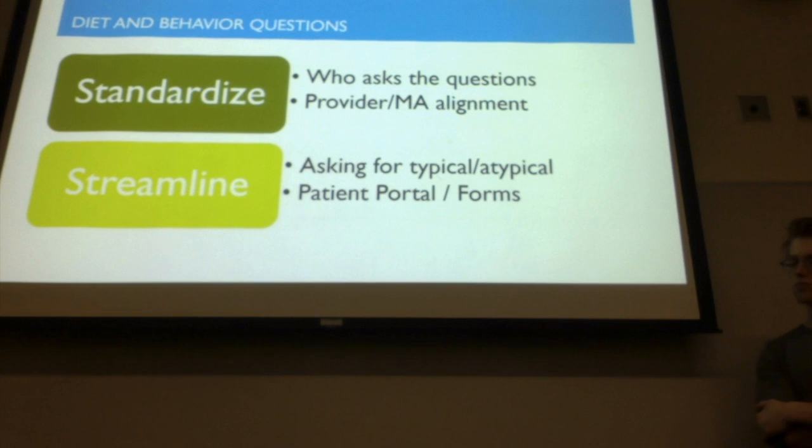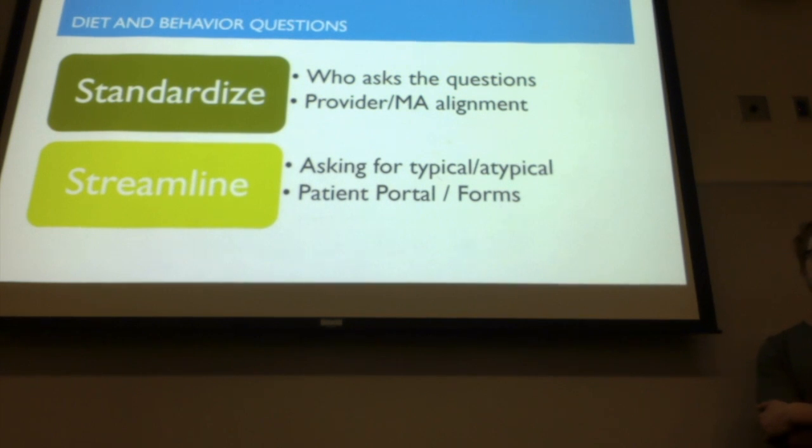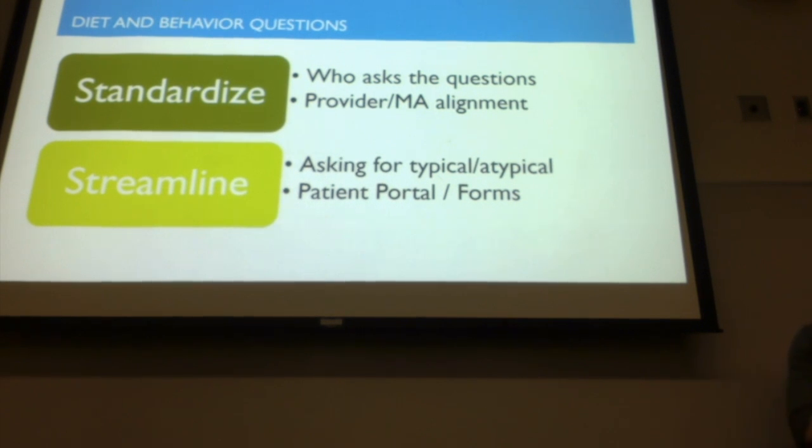So for the first one, the diet and behavioral questions, we are looking at standardization as the first bucket. In terms of standardization, we're trying to understand who asked the question, whether it's the provider or the MA, and how this essentially aligns. And the second is streamlining the way the questions are being framed. Once you're handing out a questionnaire to the patients, and once they respond to it, the MAs can essentially ascertain whether it's typical or atypical diet, nutrition, behavior, and this essentially saves time in clinical diagnosis.